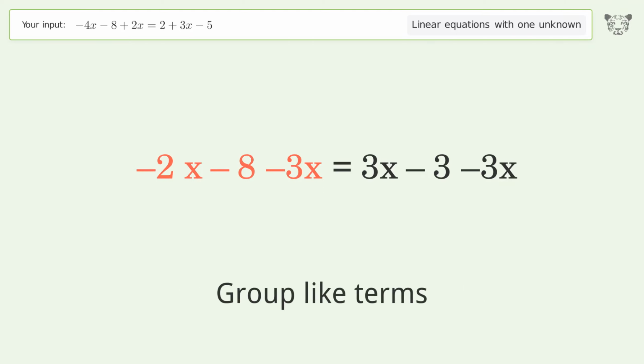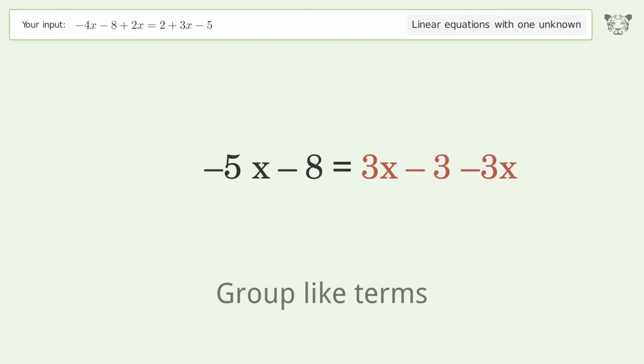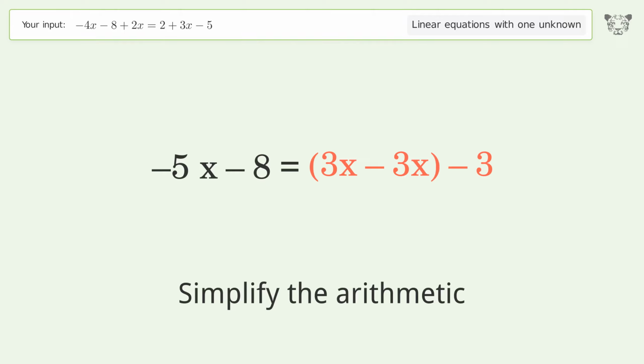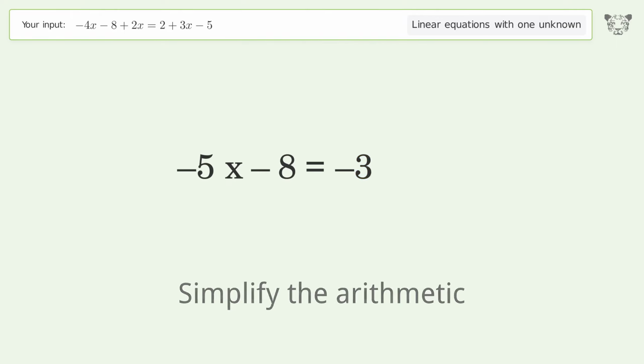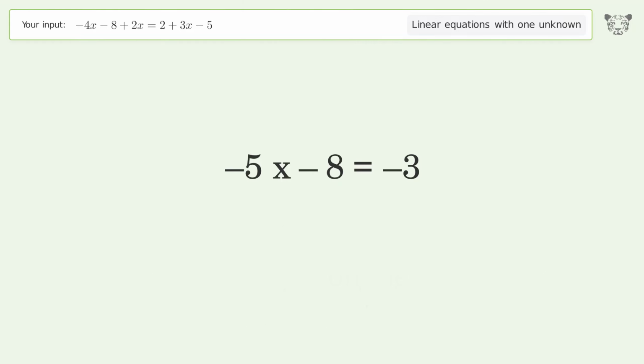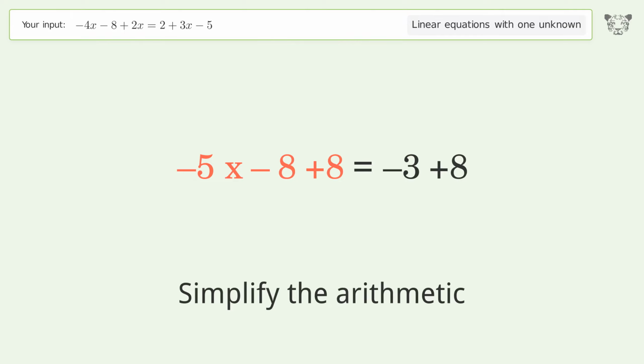Group like terms. Simplify the arithmetic. Group like terms. Simplify the arithmetic. Group all constants on the right side of the equation. Add 8 to both sides. Simplify the arithmetic.